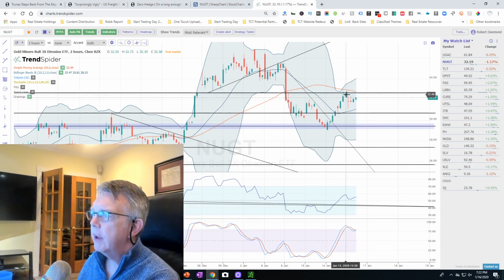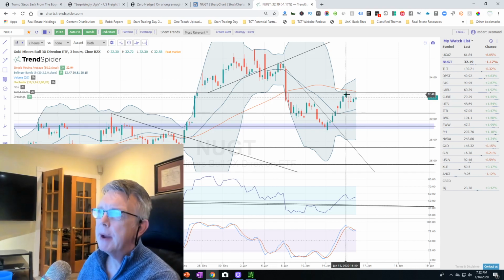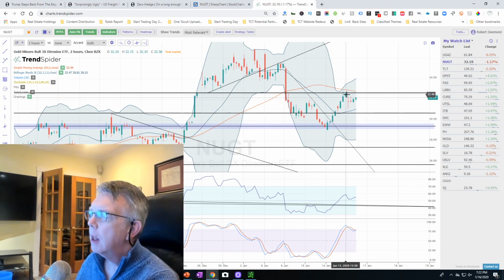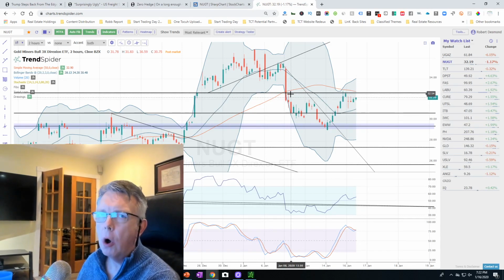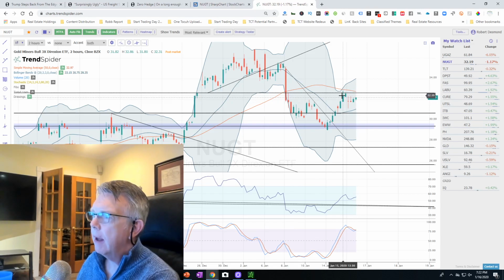All right, so you can see that we have a resistance level at 32.50. I've been complaining about that resistance level forever. I thought we would pull back perhaps and hold that support level. It didn't hold. So we need to get through that level. That's primary resistance level number one.